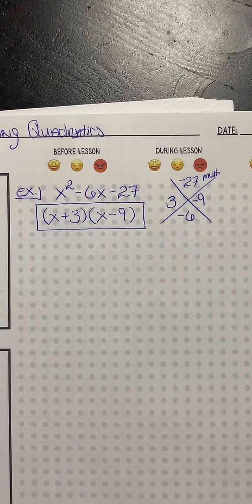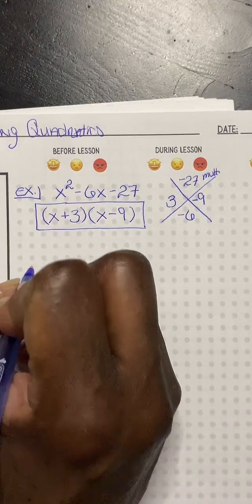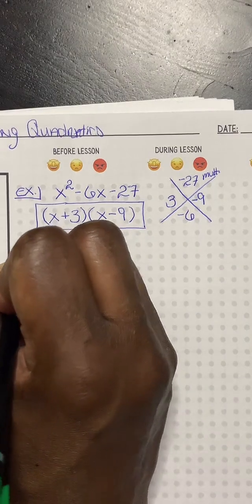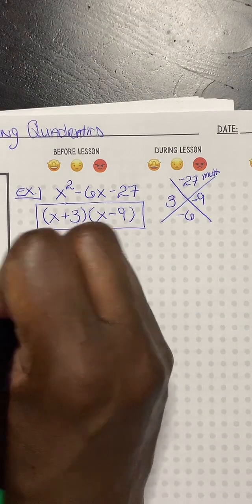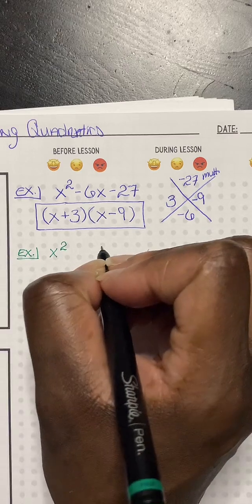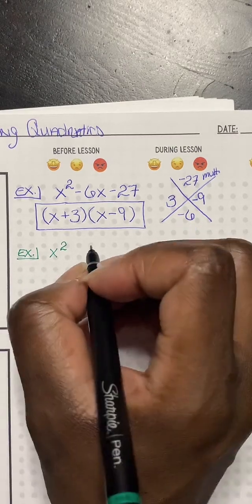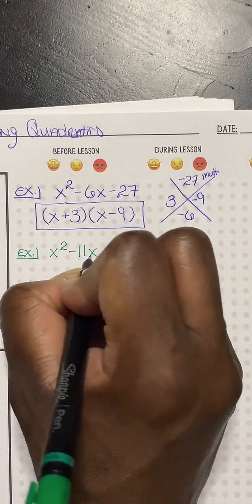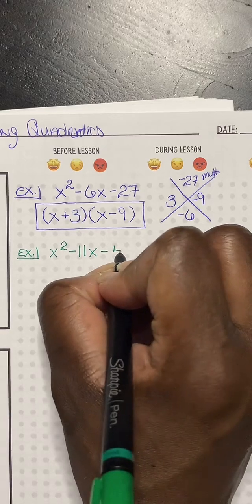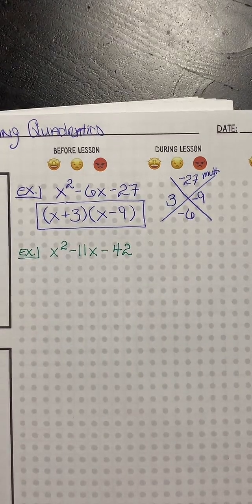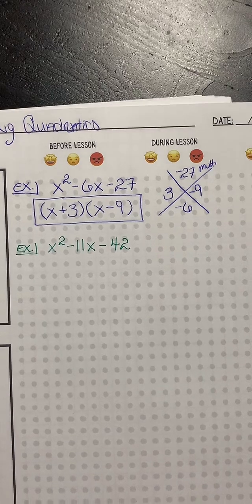All right, let's do a couple more. Let's go here. So we have x squared minus 11x minus 42. Just did a double negative one. All right, we'll solve this one, but I'll do a different one.